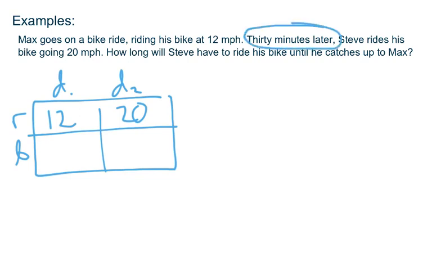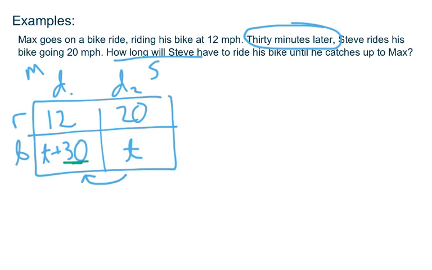Now, look at the question. How long will Steve have to ride his bike? Let's let Steve's time be t. And then what we're going to do is write an expression of t with Max's. So if Steve started 30 minutes later, that means that Max is going for 30 minutes more. Now here's the issue.